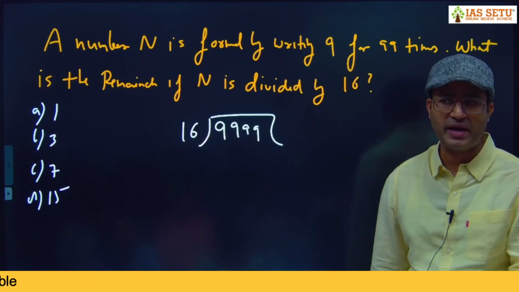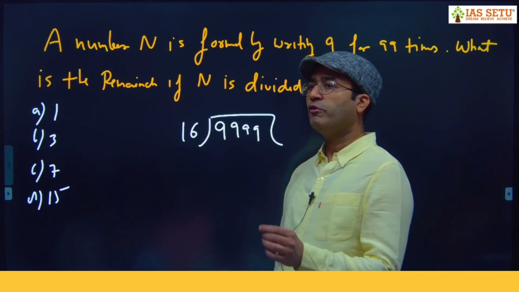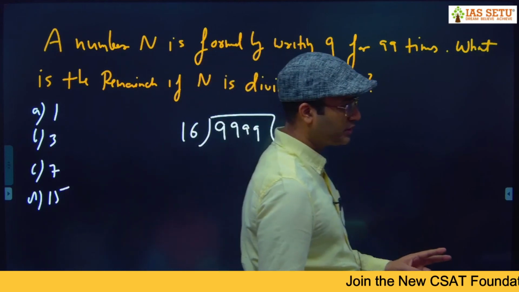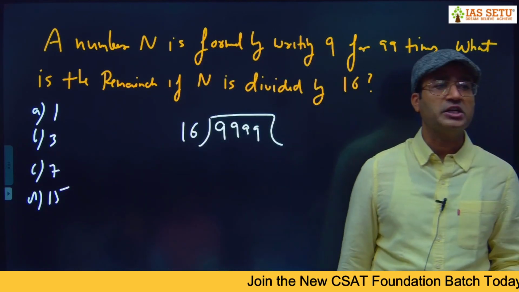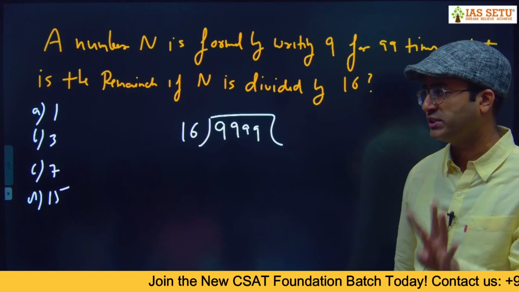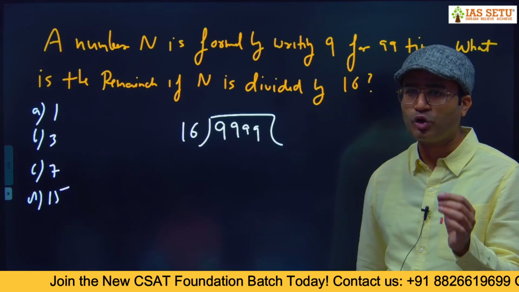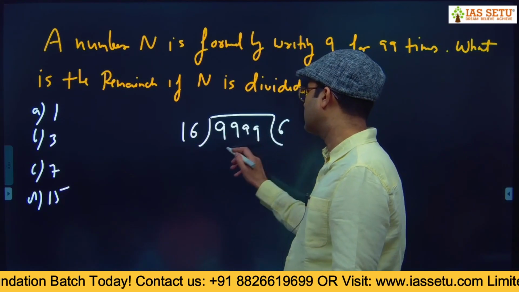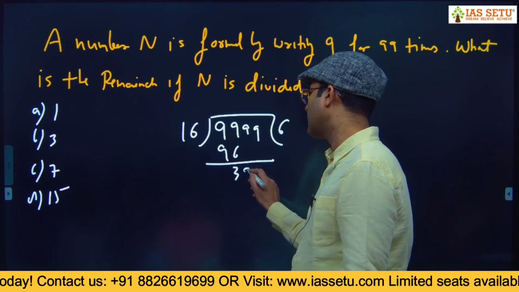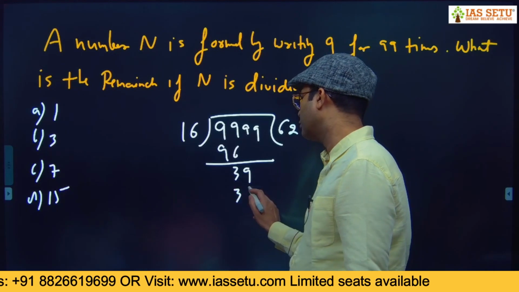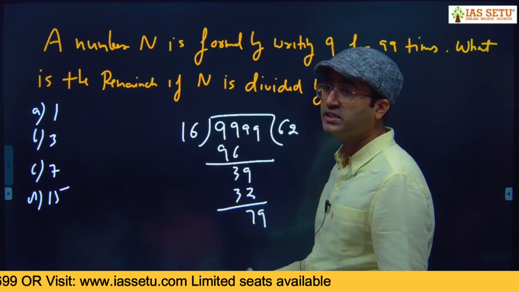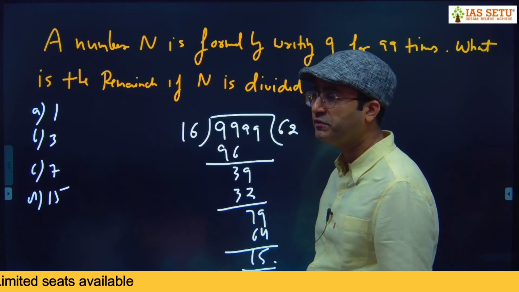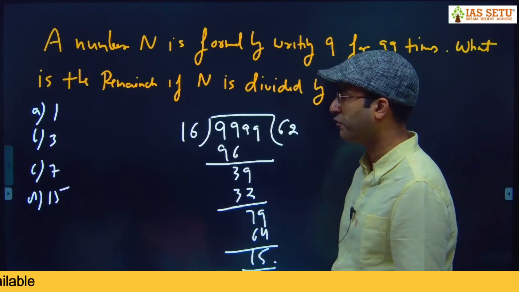So this question is manageable because the concept is: for divisibility of 2, we need 1 digit at the end; for divisibility of 4, the last 2 digits; divisibility of 8, the last 3 digits; divisibility of 16, the last 4 digits. Since we know the last 4 digits here are going to be 9999, because all digits are 9. 16 sixes are 96, 16 twos are 32, here 79, 16 fours are 64. Here your remainder is 15. 79 minus 64 is 15.